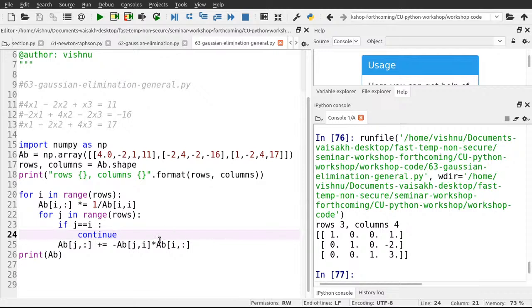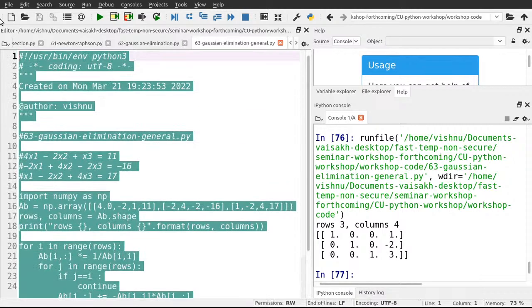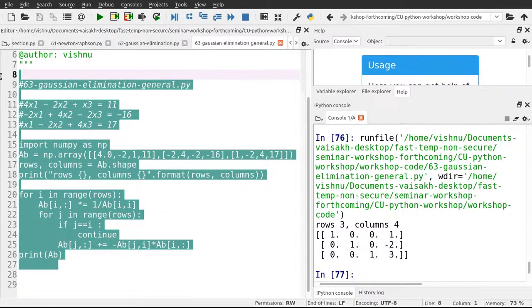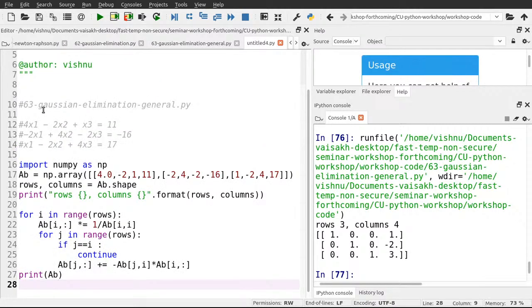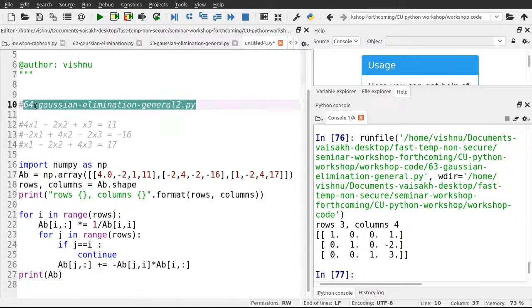Now the problem remaining here is that suppose the first row has first entry equal to 0 instead of 4. Let me just copy this and create another program trying to achieve the full generality. Gaussian elimination general 2. Now, if you want to achieve the full generality, we need to handle the situation where the leading coefficient is equal to 0. In such a case, we need to interchange the rows.